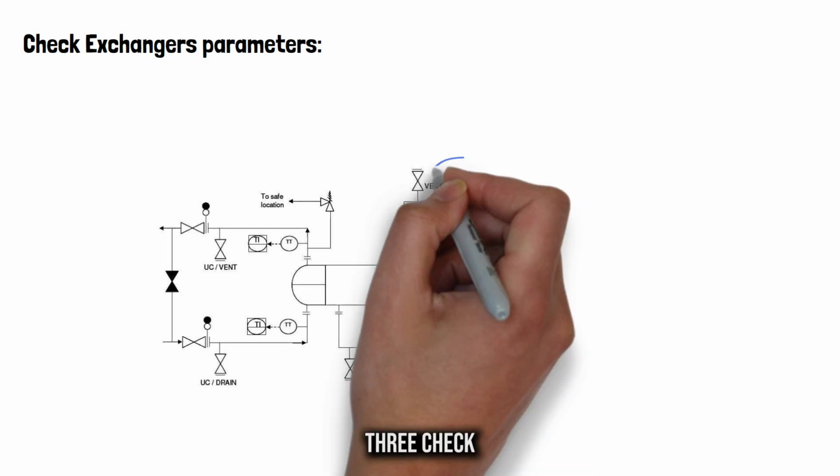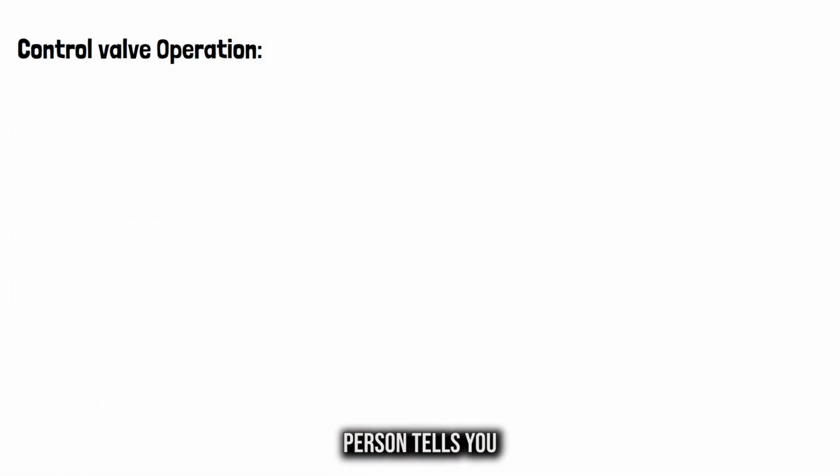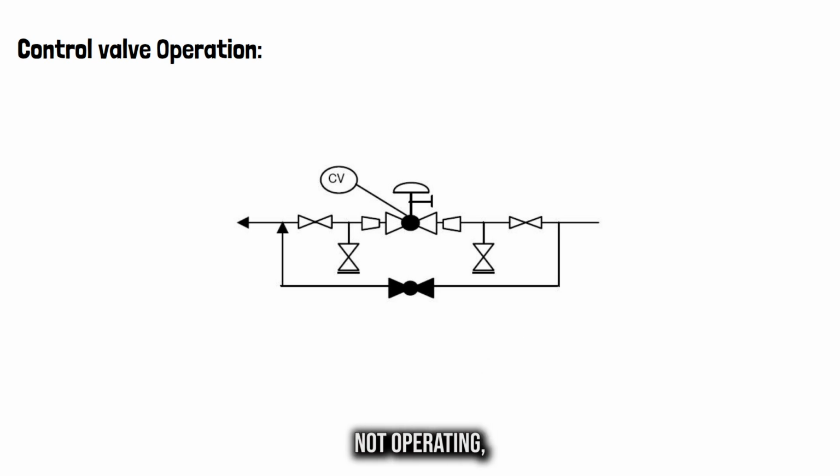2. Check all exchanger parameters. 3. Check control valve operation. If the panel person tells you the pressure control valve is not operating, then you have to change the lineup to bypass.